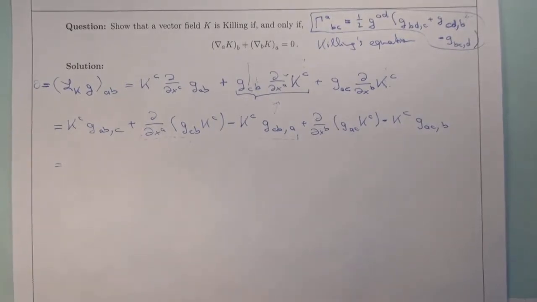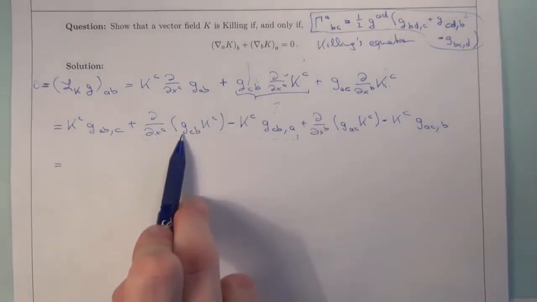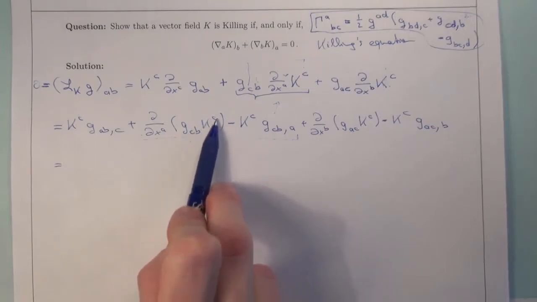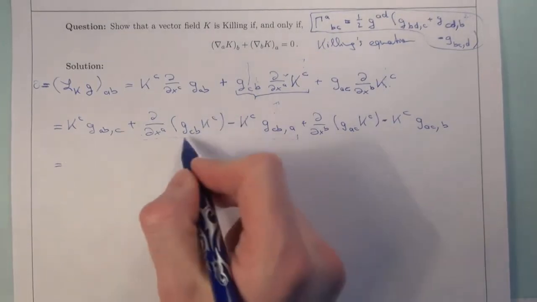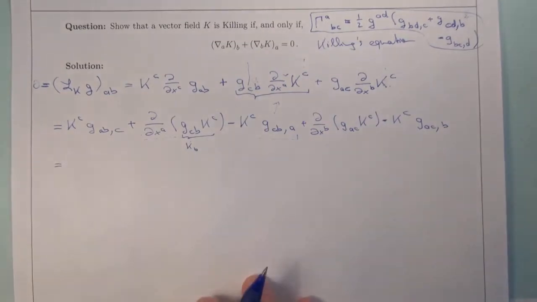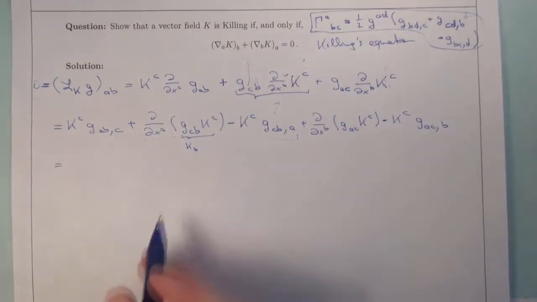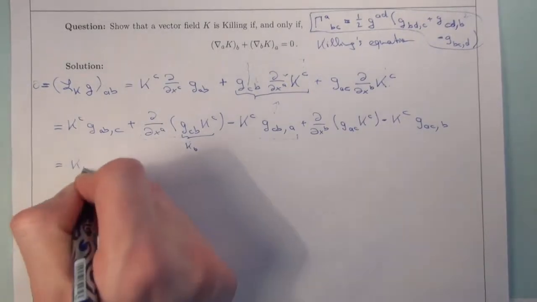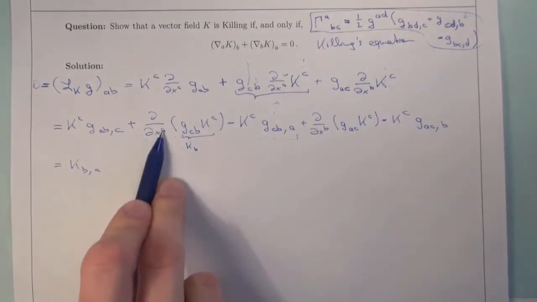And now we do a little reordering and write this a little bit shorter. So G_CB K^C is nothing but K_{C, B}... so this would be K_{B, A}, because we derive by A.